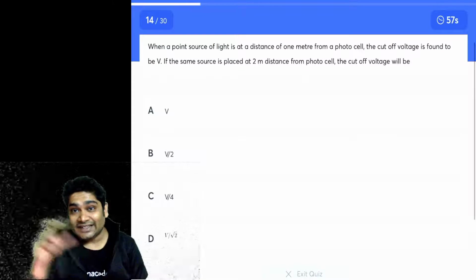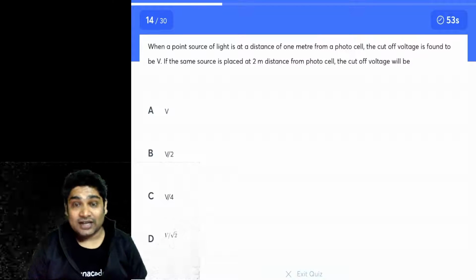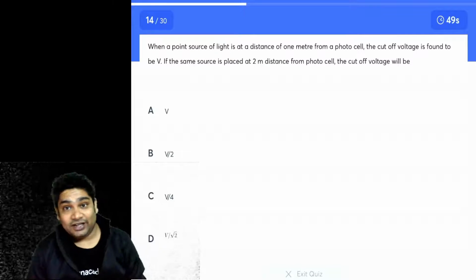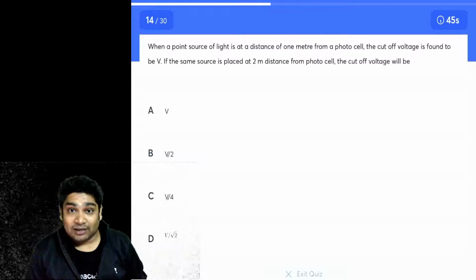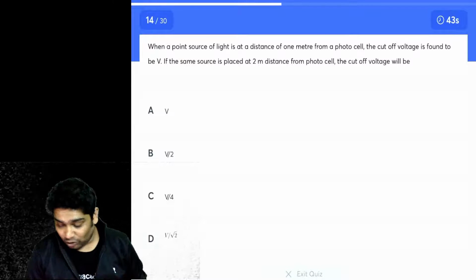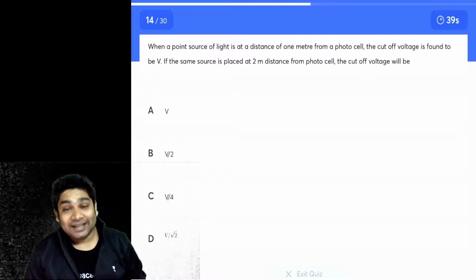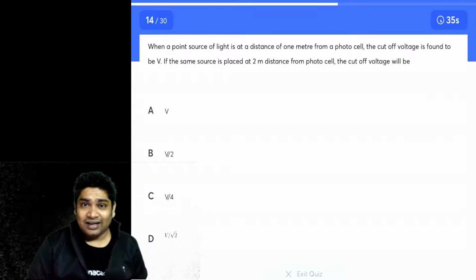So if you increase the distance of the point light source from the photocell from 1 meter to 2 meters, what will happen to the cutoff voltage? Will it remain V? Will it become V by 2? Will it become V by 4? Or will it become V by root 2? Think about this, and take your time.